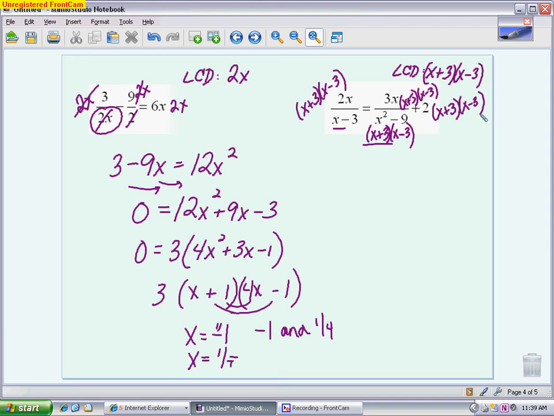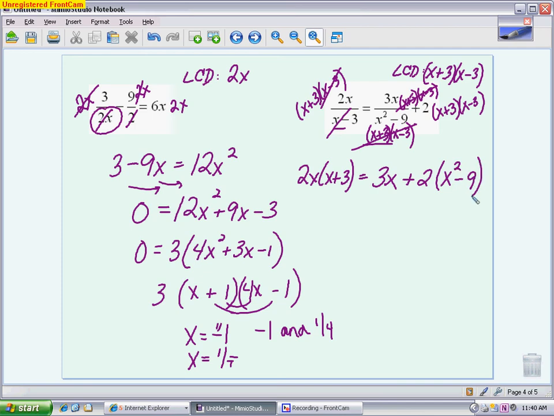When I do that, on the left side, the x minus 3's cancel. So I'm left with 2x and x plus 3, which I'm going to distribute in a second. The entire denominator here cancels with everything here, so I'm just left with the 3x that was in the numerator. And nothing's going to cancel here, so I'm going to have 2 times. When I multiply x plus 3 and x minus 3 back together, I get x squared minus 9 when I FOIL it out.